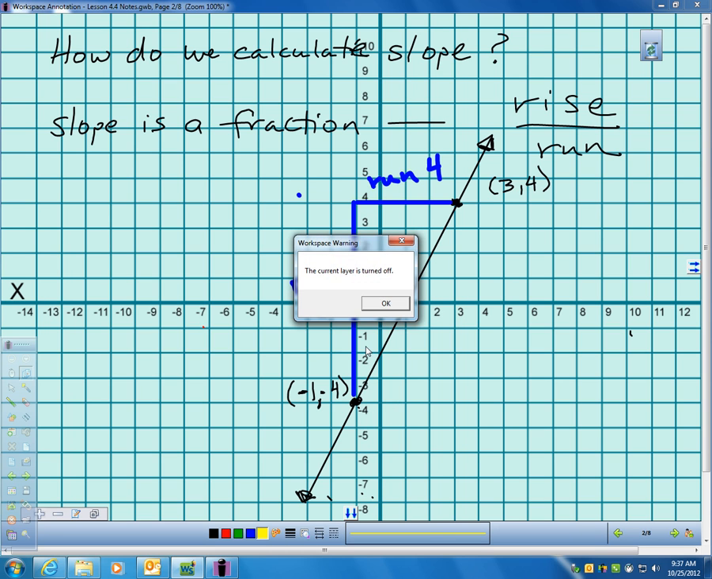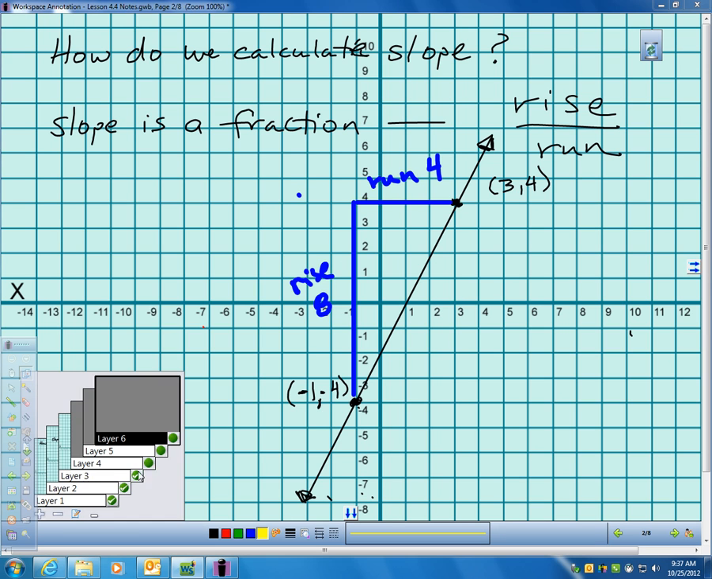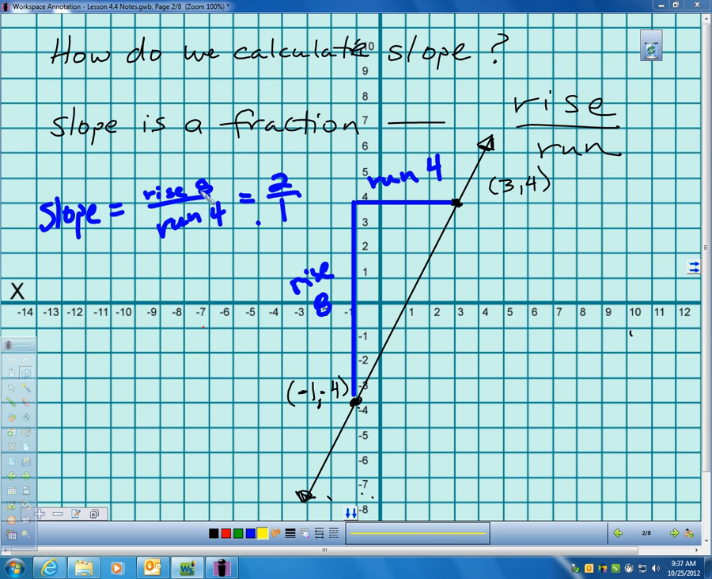To get from this point to this point, I have to rise 1, 2, 3, 4, 5, 6, 7, 8 units. And I have to run 1, 2, 3, 4 units. My rise is 8 and my run is 4. So my slope would be 8 over 4, which equals 2 over 1. The slope for this line would be 2.